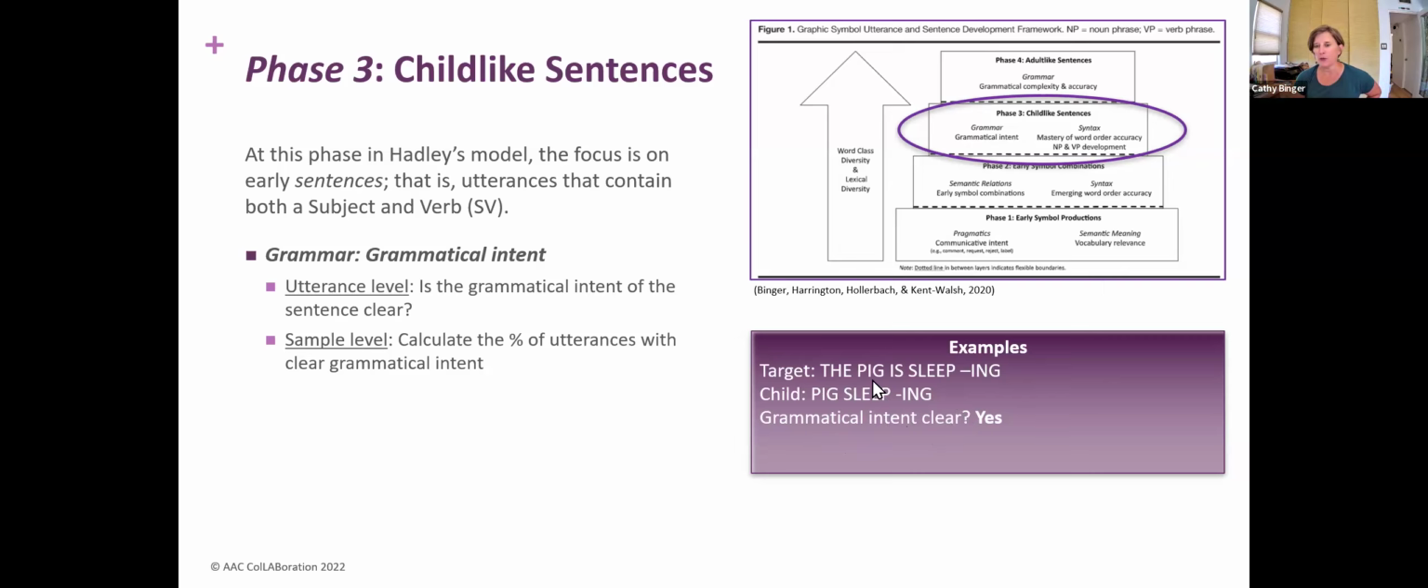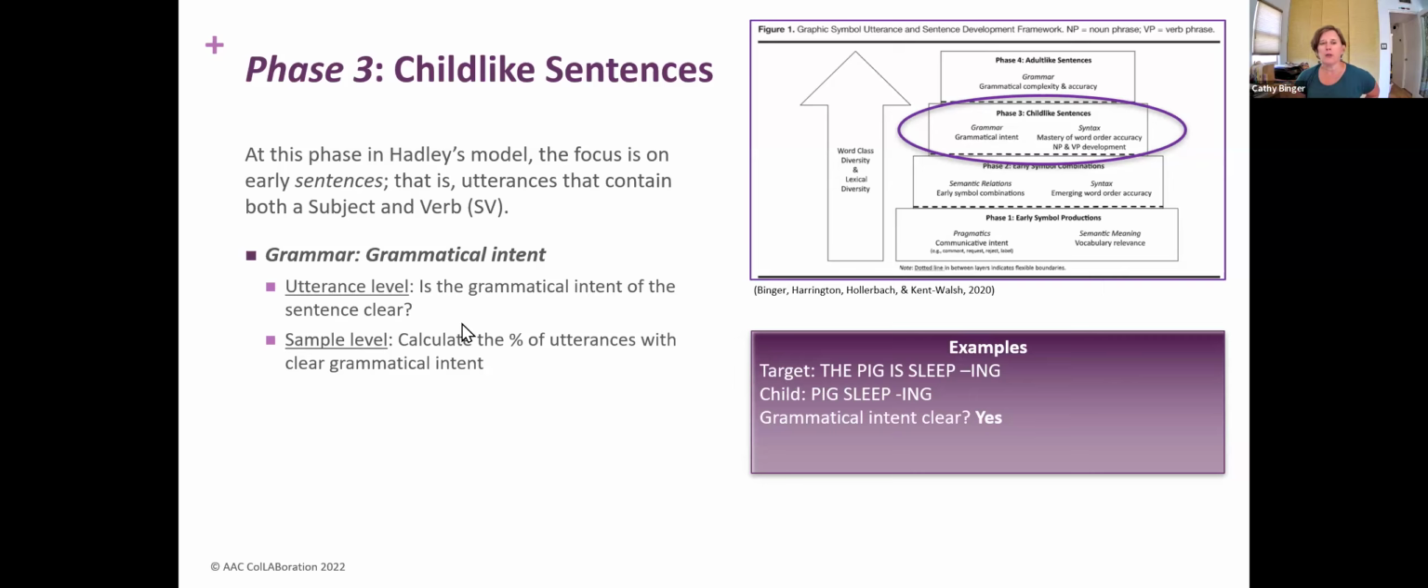We've got a progressive form going on here. We may not know, is it present or past? Is it the pig was sleeping or the pig is sleeping? But the basic grammatical intent is clear. You don't need to get too hung up about the specifics of the operational definitions here. I just want to get the general flavor across to you. So this is one of the measures that we're using. We've been a little surprised that we've had good reliability with this.